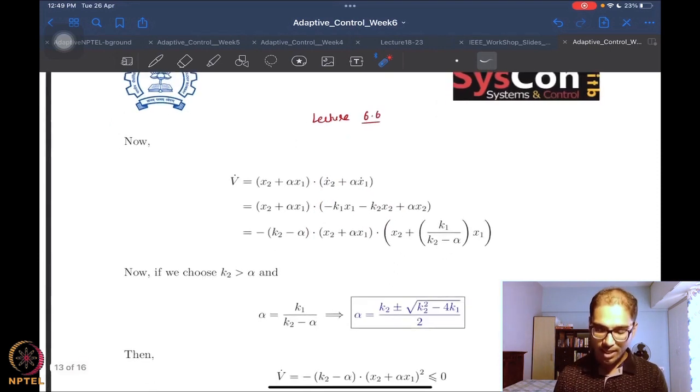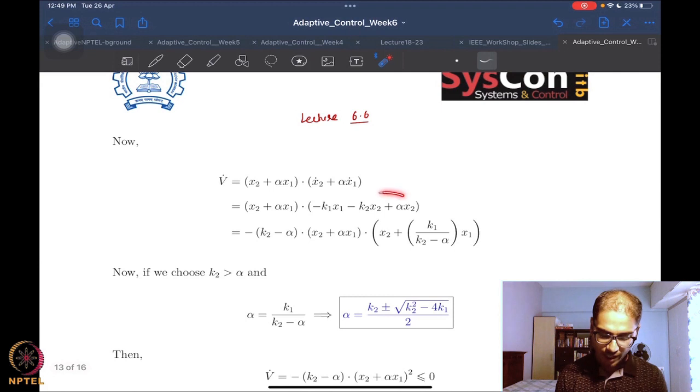What do we do after that? We club the x2 terms, which is minus k2 minus alpha, and we pull that out here. So what are we left with? This is retained as it is. Since minus k2 minus alpha is pulled out, the scaling on x2 is identity now, and the scaling on this term becomes k1 over k2 minus alpha. This is what we have.